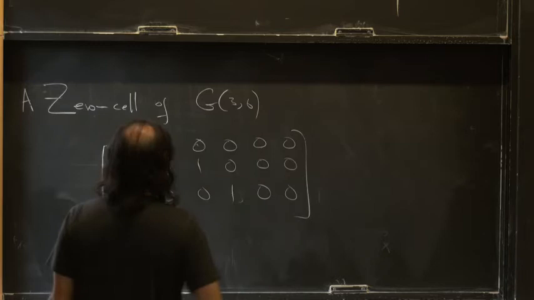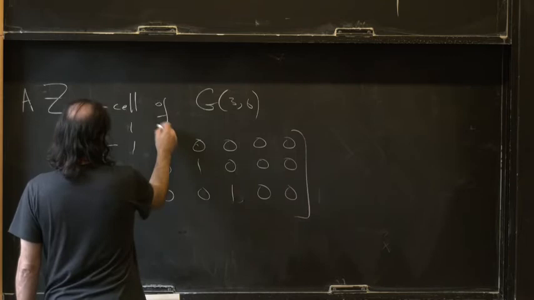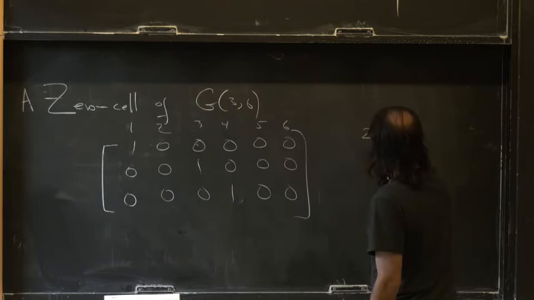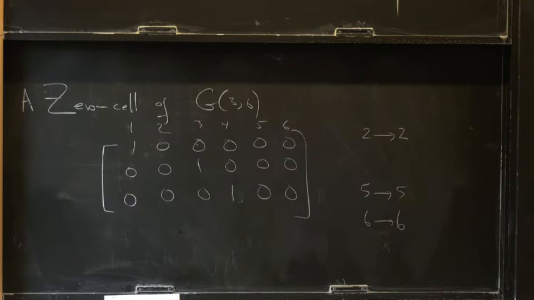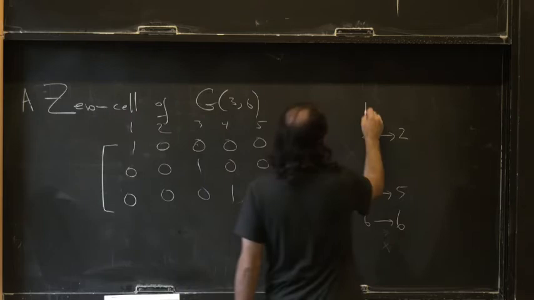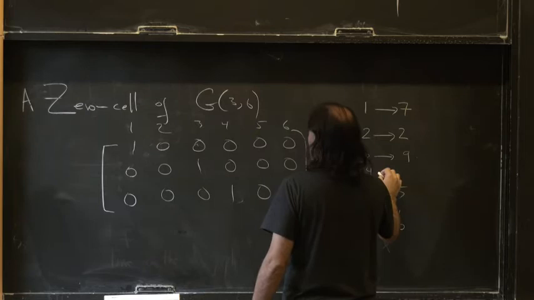Now, what's the affine permutation associated with this guy? Well, like 1, 2, 3, 4, 5, 6. So clearly, we said that when it's 0, 2 is going to go to 2, 5 goes to 5, and 6 goes to 6. So what do the other guys have to be? What is it in the picture, right? So 1 just has to go all the way back and come back to itself, right? So 1 goes to 7, and so on, right? 3 goes to 9, and 4 goes to 10.